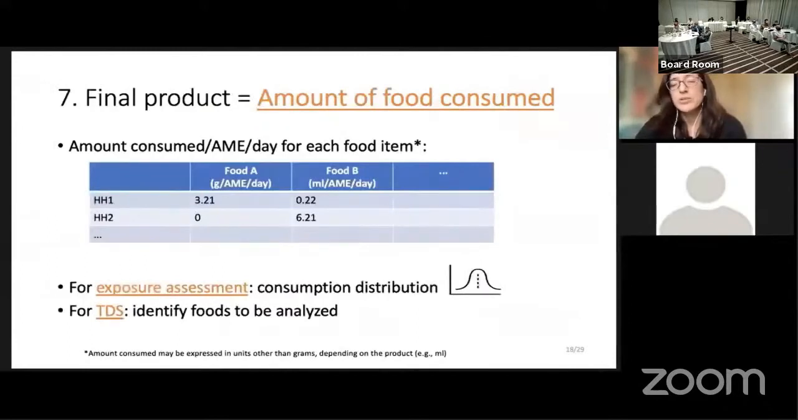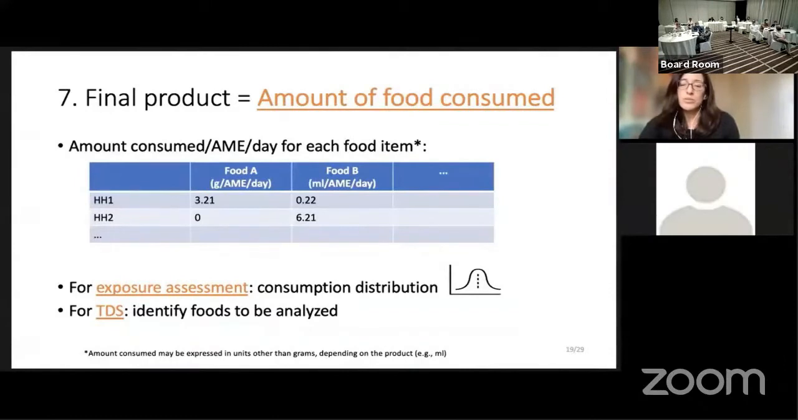As I mentioned at the beginning, using food expenditure data as a surrogate for consumption is not straightforward. But after all these transformations, we have data representative of individual food consumption that we can work with. In most cases, this will be a very large data set where, for every household in the survey and for every food, we will have an estimated amount consumed per AME per day.